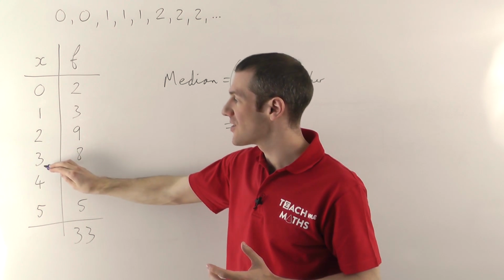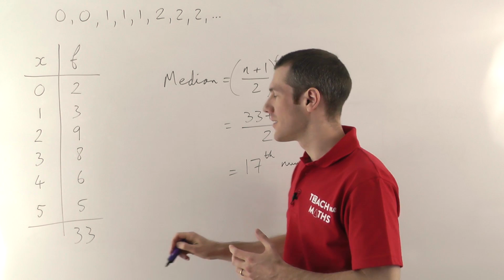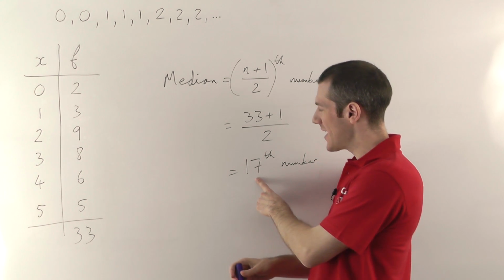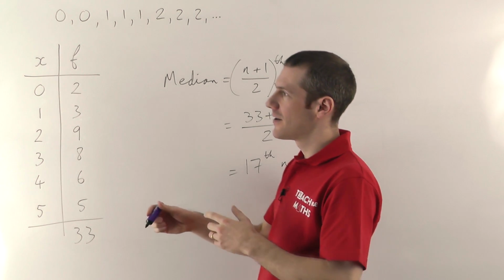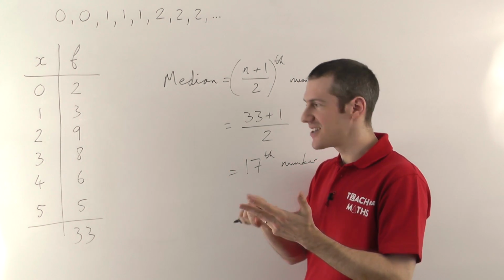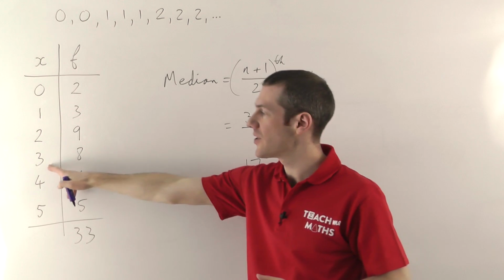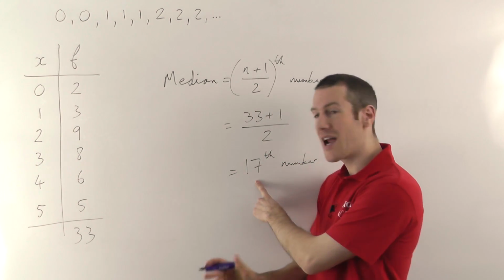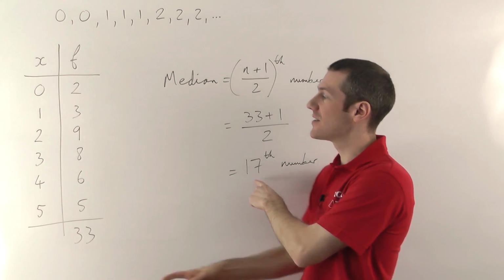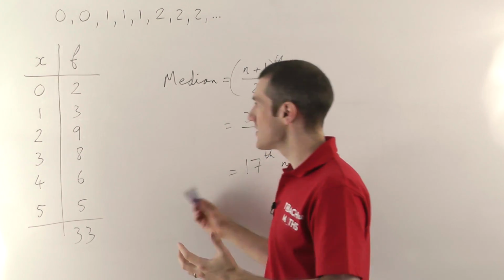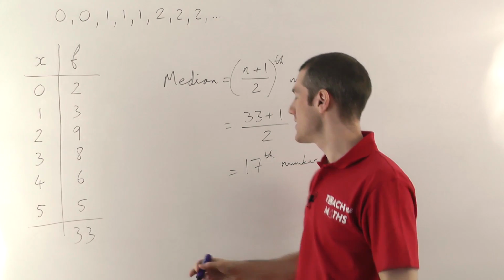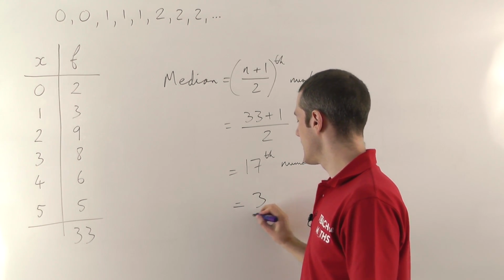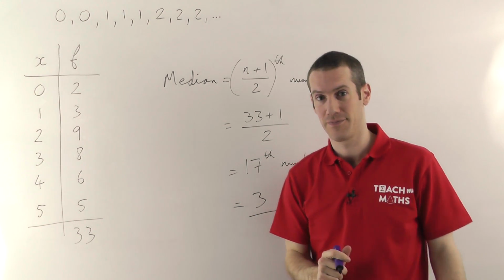You've then got 8 3s in the list. Now, from 14, if you add 8, you're going to go past 17. That means that the 15th, 16th, 17th, 18th, 19th, etc. are all going to be 3. We only care about the 17th, but that means the 17th must be a 3. The 17th number must sit somewhere in all of these 8 3s. So the median, in this case, is just 3.